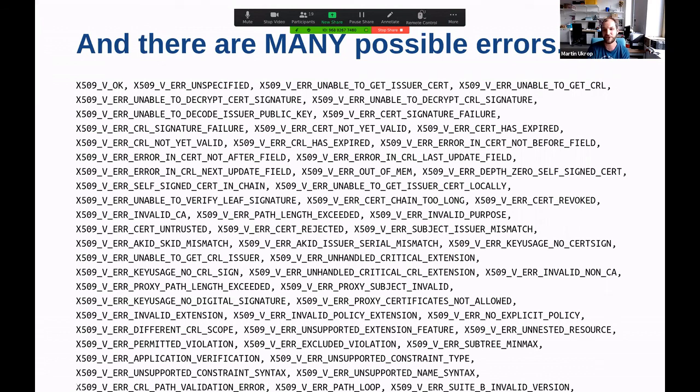This is a list of the errors of OpenSSL just related to certificate documentation. And it goes on from the slide, though I was unwilling to make the font even smaller because this way it's at least a little bit readable.